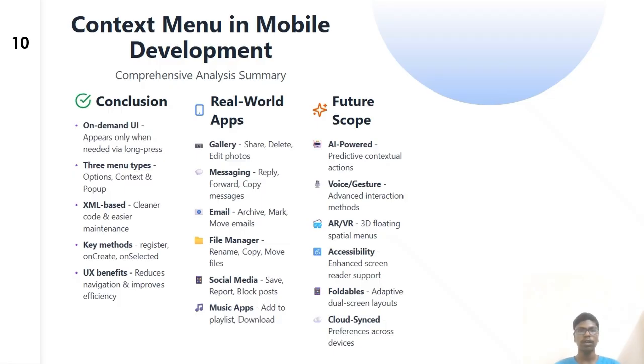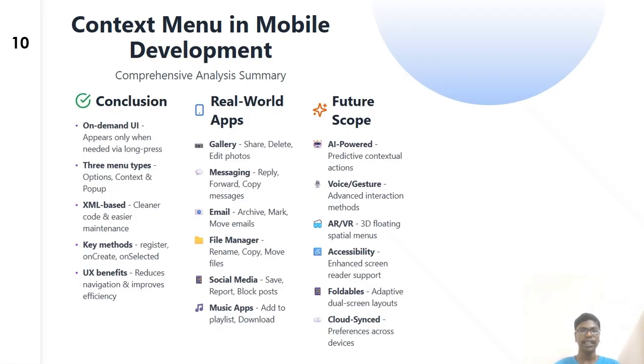Let me walk you through this comprehensive analysis of context menus. Context menus are on-demand UI elements that keep interfaces clean. Android offers three types, implemented using XML resources and three key methods. They dramatically improve user experience by reducing navigation effort. We see them everywhere: gallery apps for sharing photos, messaging apps for replying to text, email clients for archiving messages, file managers, social media, and music players. They are the invisible productivity boost in apps we use daily.